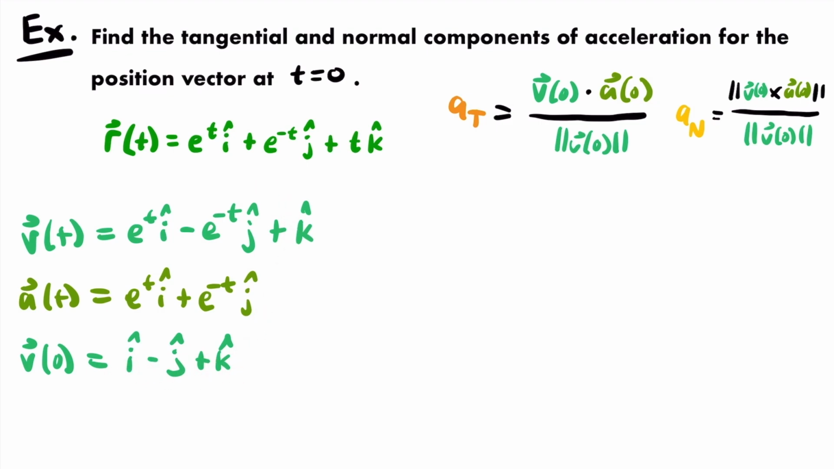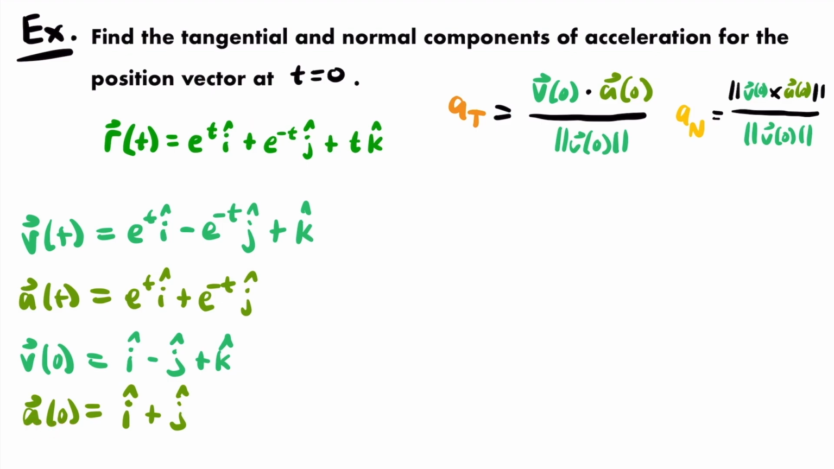For the acceleration vector, something very similar will happen. If we plug in 0, we'll have e to the power of 0 for the x component. Once again, e to the power of 0 is 1, so we just get i. And then for the j term, or the y component, e to the power of -0 is just e to the power of 0, which is 1. So we have plus j. Okay, so that's it for the acceleration vector at t equals 0.